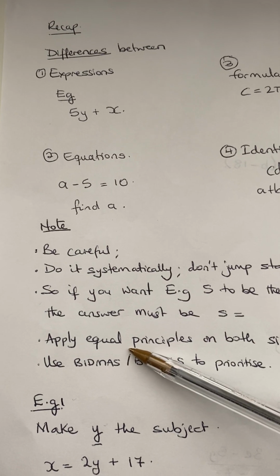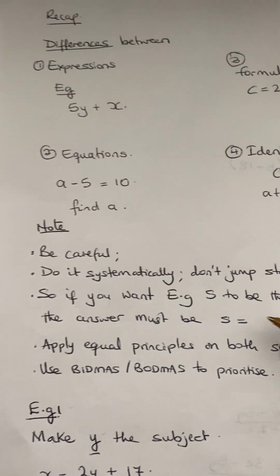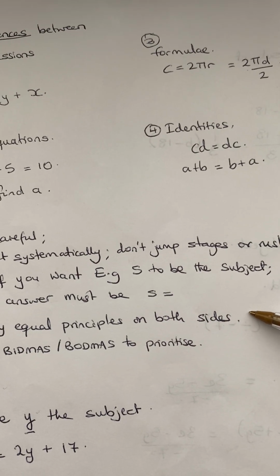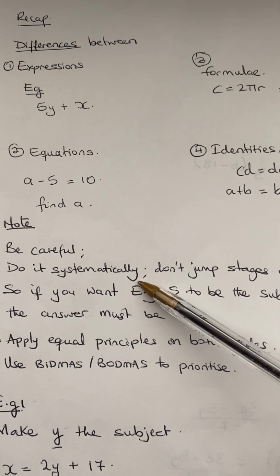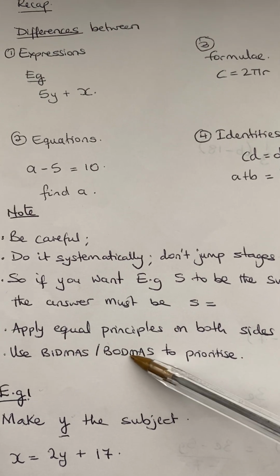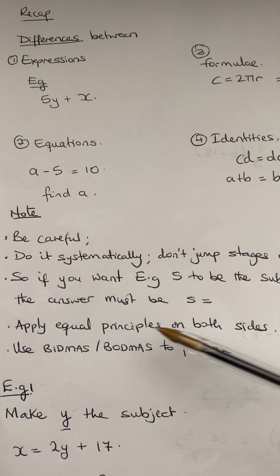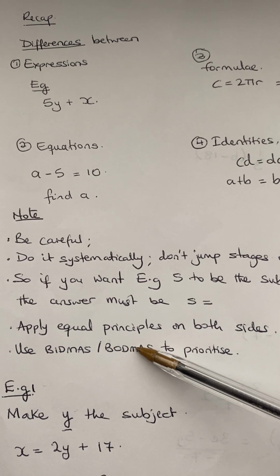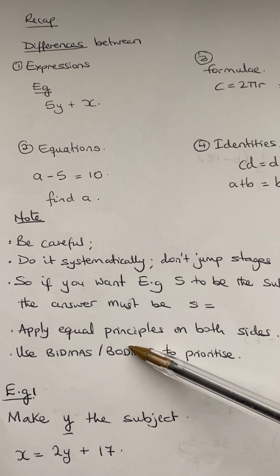So if you multiply by 5 on one side, you do the same on the other side. If you divide by 5 on one side, you do the same on the other side. That's what I mean. Be careful and systematic. You use BODMAS or BIDMAS to prioritize. We've done BIDMAS and we've done BODMAS, and you know what it means. It's in one of our videos, so use it to prioritize.